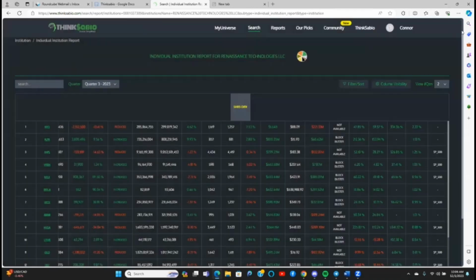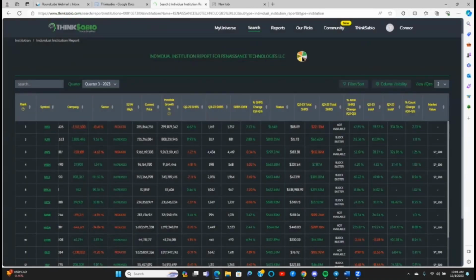We offer a lot of customization with this, but this individual institution report gives a great look at how a particular institution is investing, how it compares with the market, and it lets you model their success. And if there's one institution that has a strategy that you want to model, this gives you an in-depth look at how to do that, which stocks to invest in. And as with everything at Think Sabio, it helps you invest wisely and build a bright financial future.